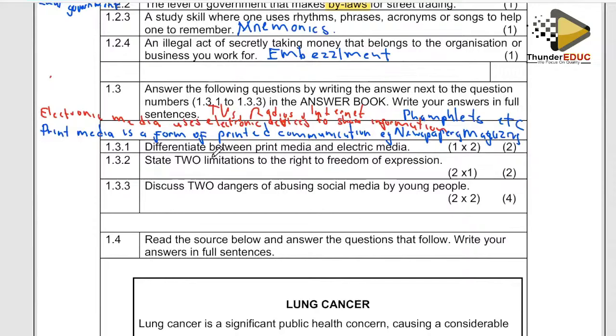So in other words, the question is asking, what are the limitations when you are sharing information with others? What are you restricted from? What are the restrictions which govern the sharing of information with third parties? So two limitations to freedom of expression.